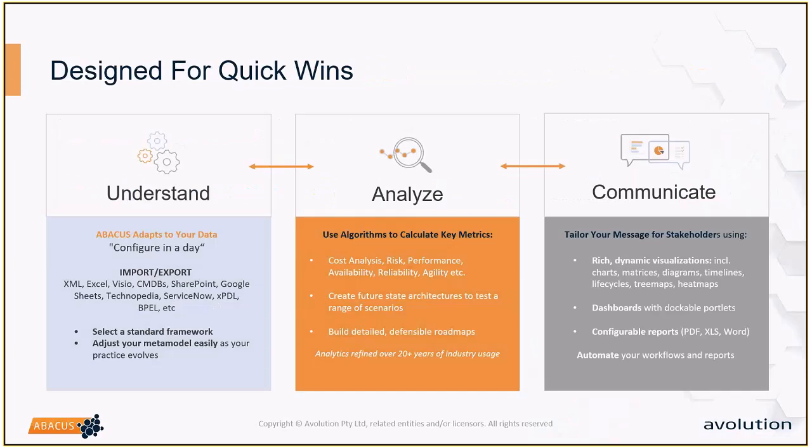As you saw earlier, we are all about fast and thorough deployment. We can even configure in just a day. Another advantage is analysis. Abacus enables users to conduct in-depth analysis of information across the architecture. Out of the box, it has algorithms, metrics, performance, reliability, and agility.